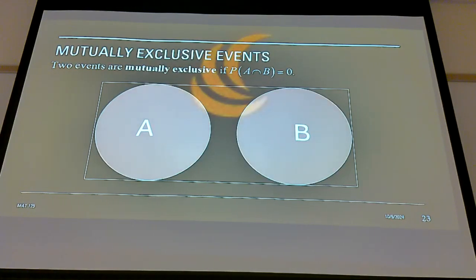I'm sorry, not to backtrack. Can you just explain that little U thing in the middle and the other one pointing down again? Union and intersection. Okay, thank you. They're operations on sets. Thank you.